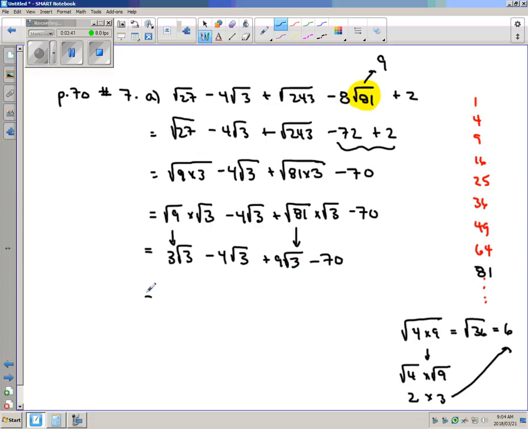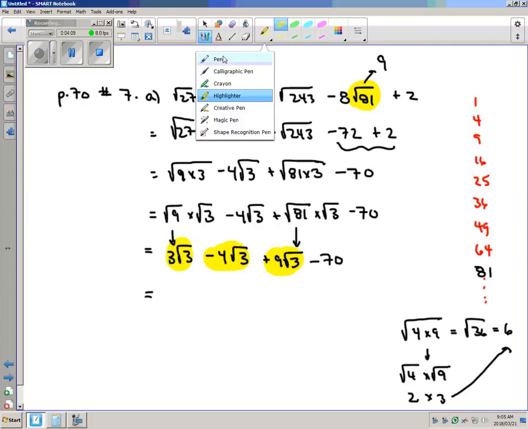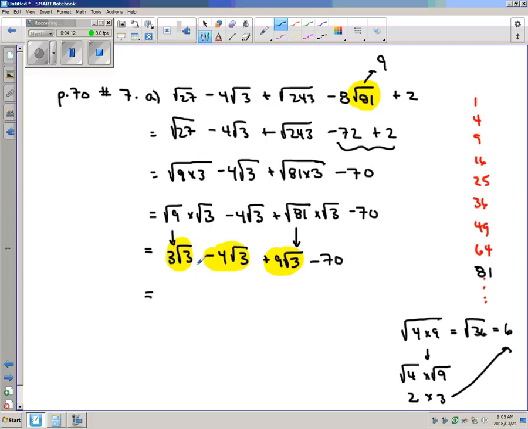Now these are technically like terms. You've got 3 of these root 3's. Take away 4 of those root 3's, what am I at? I'm at negative 1 root 3. And then I add 9 of those root 3's on. So 3 minus 4 is minus 1, minus 1 plus 9 is 8. I've got 8 of those root 3's. No different than if I had 3x minus 4x plus 9x. You're technically collecting like terms. So 8 root 3 minus 70 is the final answer for 7a.